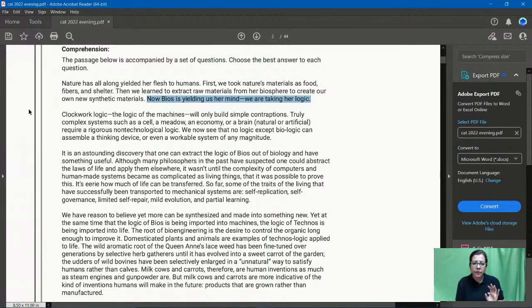Okay, now go to the second paragraph and see clockwork logic. The logic of machines will only build simple contraptions compared to a truly complex system such as this. We now see that no logic except biologic. Okay, understood, whatever this bios is, it has something to do with biologic. Apply nature's logic, take her mind. Until now we took flesh, food, clothes, all this. Now we are trying to get inside her mind. So how are we getting help regarding that? Who is helping us? Biologic is helping us.